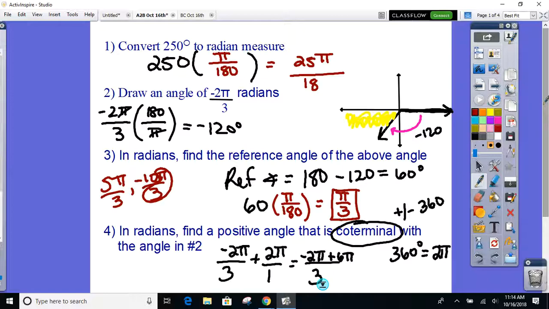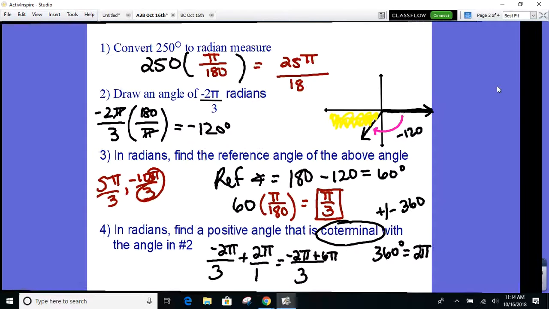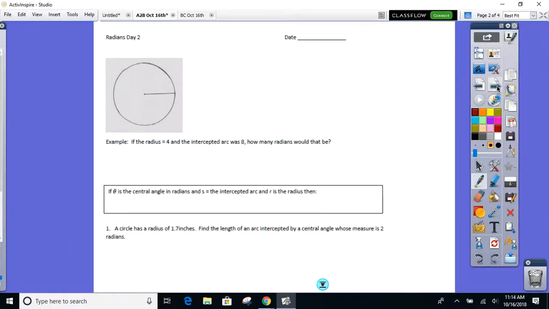Got a calculator in front of you? Need one of those today. Formula sheet out in front of you as well. All right, let's grind away here. We're actually going to work in a circle today.